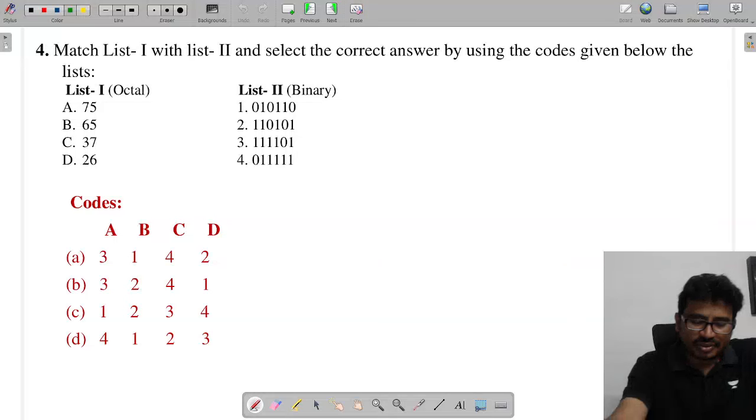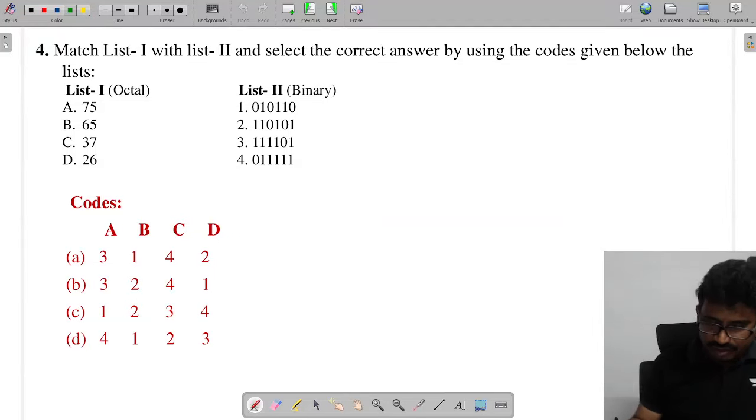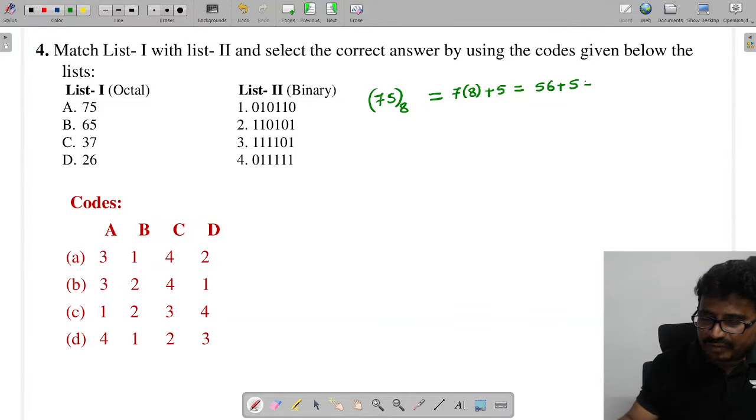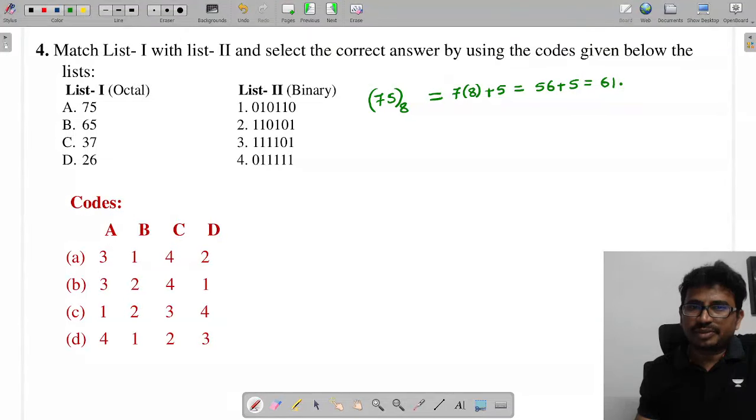Now, tell me now, match the following. Match list 1 with list 2. Now, 75. That means octal numbers are given, and they ask to convert into what, binary form. How will we convert this octal now? 75 is given, this is an octal. So first we will convert 75 into binary form. 7 into 8 plus 5, that is how much? 56 plus 5. That means the value is 61. Now this 61 we should convert into binary form.